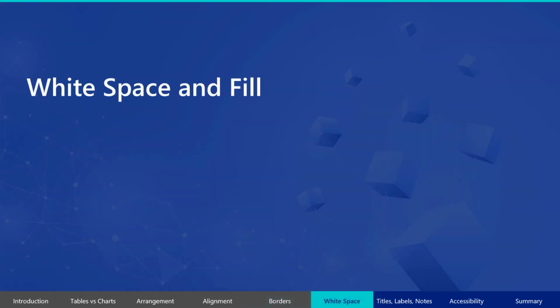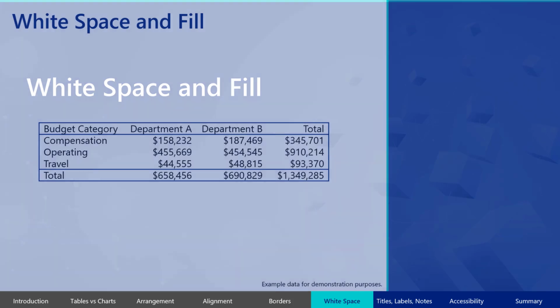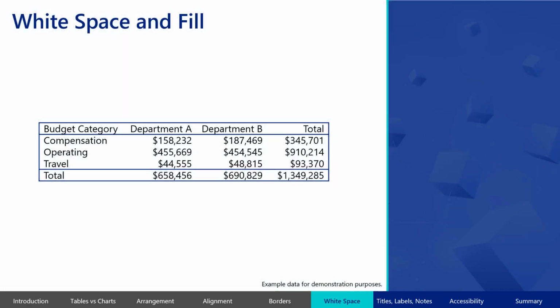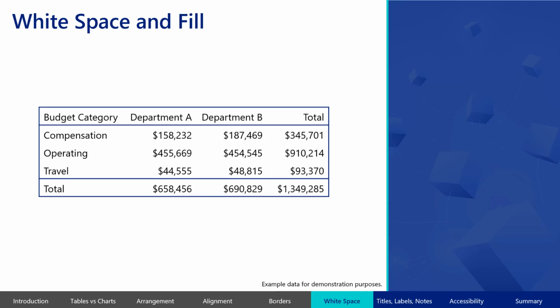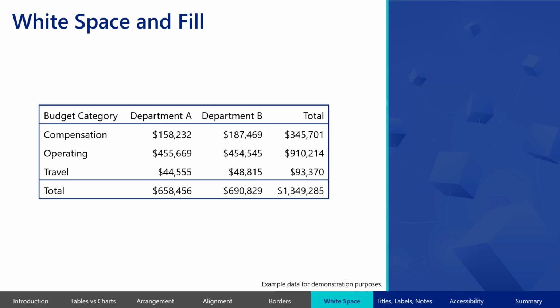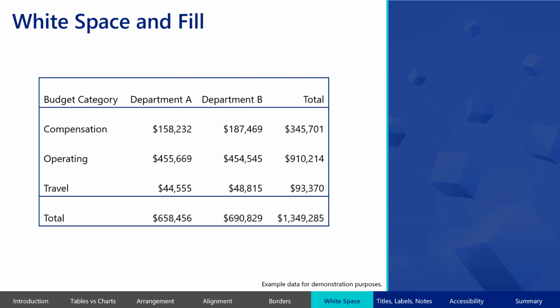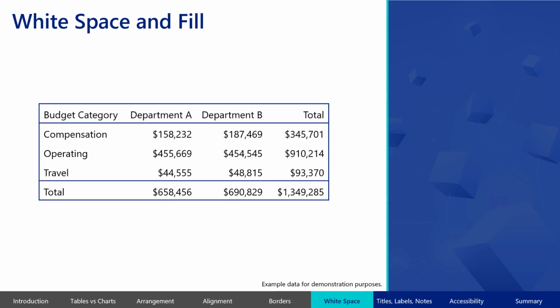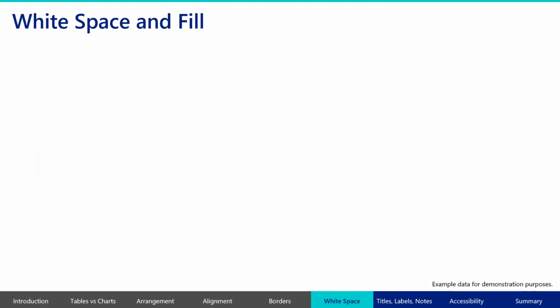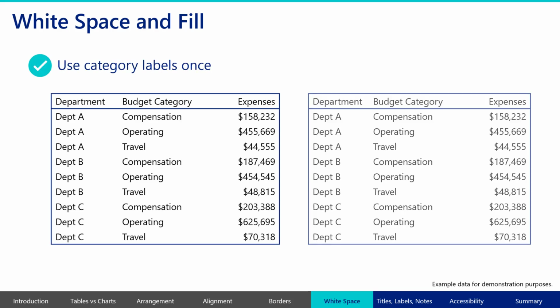White space and fill can also enhance readability. You can add white space between rows by adjusting the height of the rows. Well-adjusted white space prevents the information in your data tables from appearing cramped and makes it easier to scan across rows. However, too much white space can take up space without providing any additional benefit, so aim for a balance. White space can also be created by using category labels only once, rather than repeating category labels on each row. The resulting white space serves to visually group the data categories together.